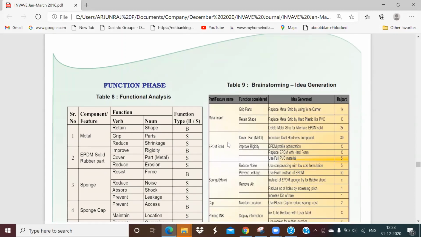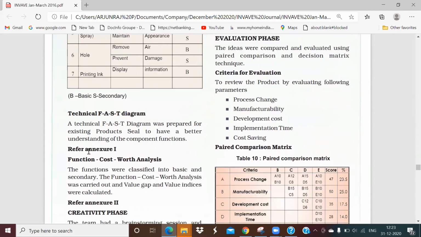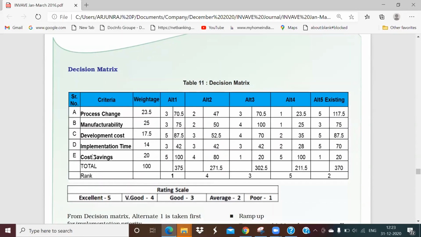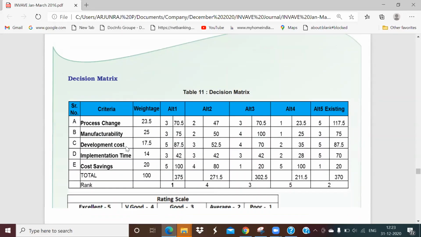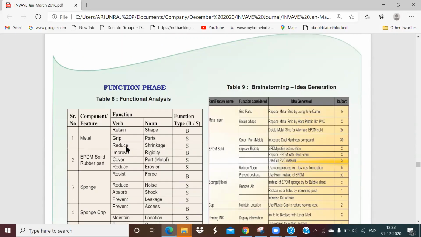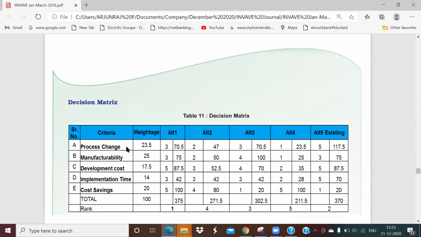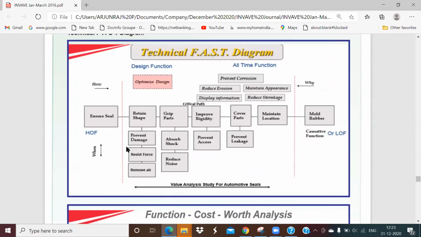The same you have to follow here. The verb and noun combination for the different components. The first diagram is not included here. I think he forgot to attach it. Not there. The first diagram is not there. Oh, it is there.